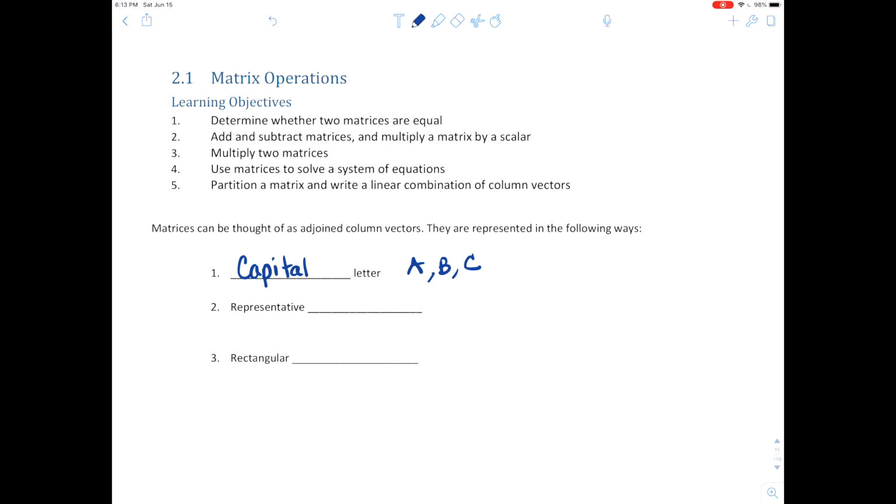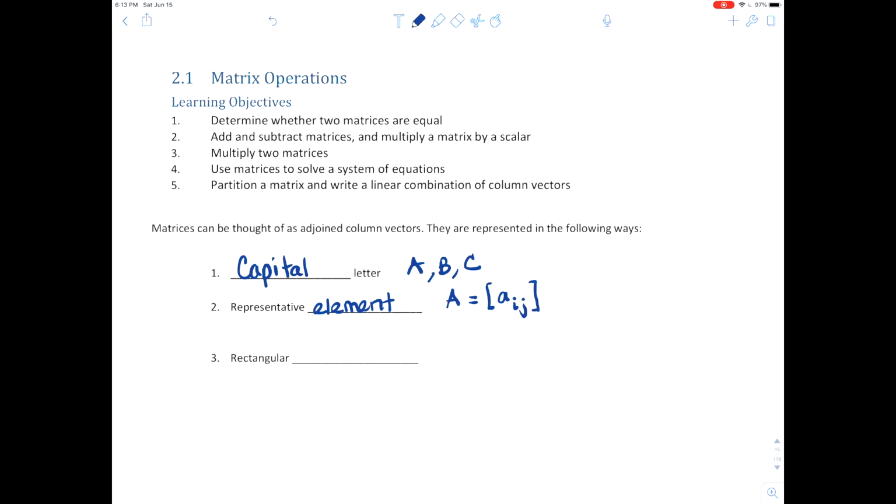You can also use something called the representative element. This looks like capital A equals, and you do the brackets like you use to enter matrices into really any computing program, I think. And then you just say Aij. If it was matrix B, we would have said Bij.